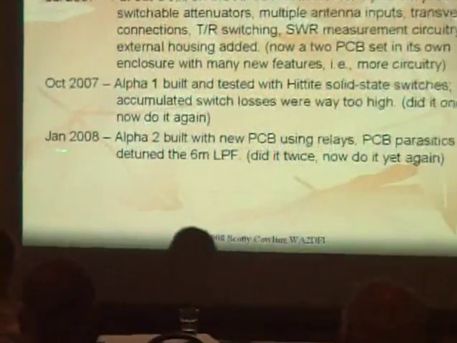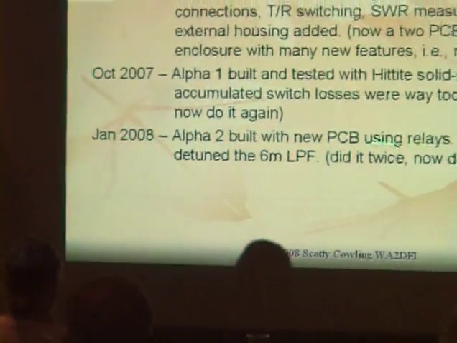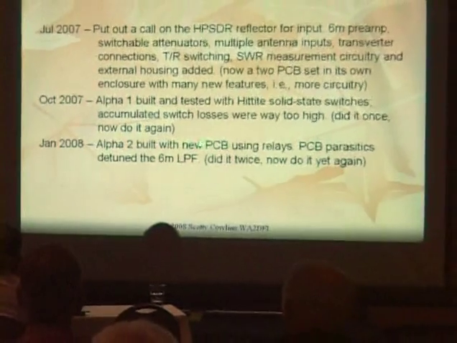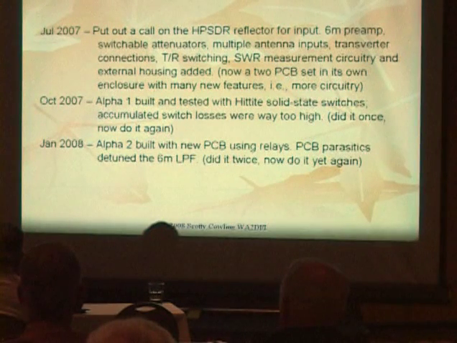So Alpha 2 was built in January. It took out the relays, it took out the Hittite switches and put in relays. And lo and behold, now we have parasitic problems detuning the 6-meter low-pass filter. So we still don't quite have it right. So now you did it twice and you get to do it again.